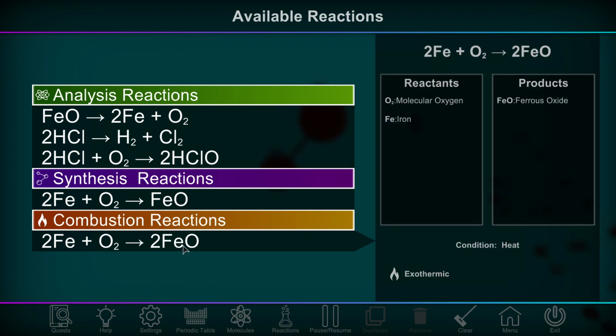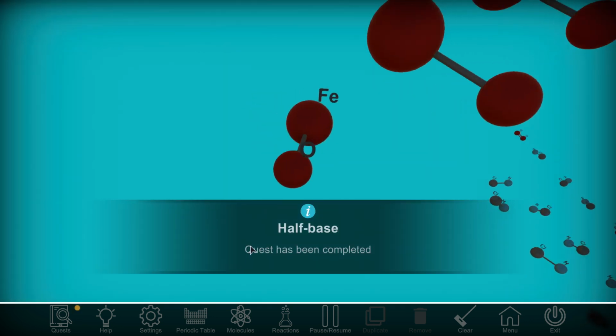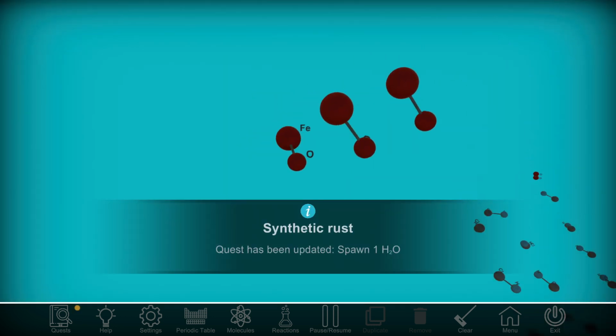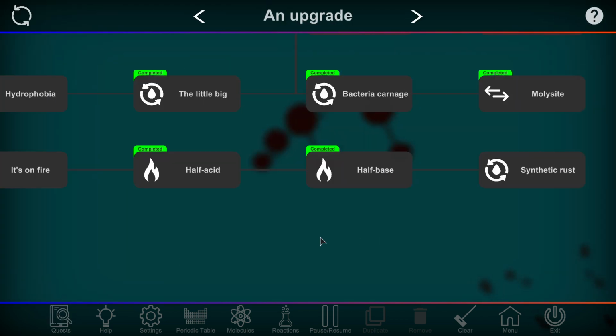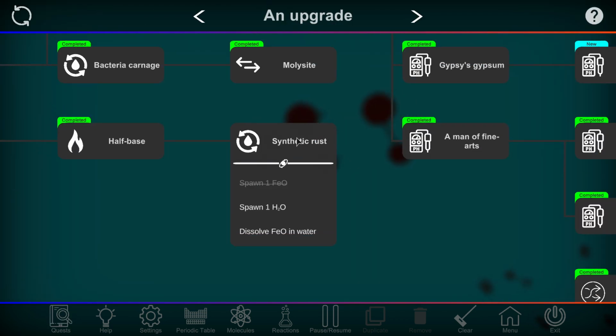Ferrous oxide, okay, that's the actual name. I should go by the correct name. Okay, so, does that work? Okay, there we go. It's a little confusing, you have to click on the correct reaction banner to get the quest. Synthetic rust. Okay, we're going to react ferrous oxide and water, and then that should give us what we want.